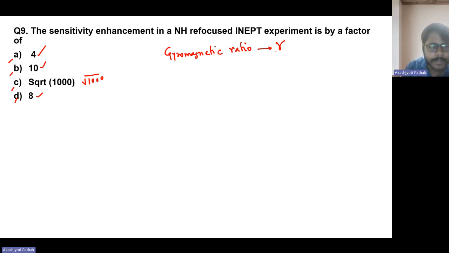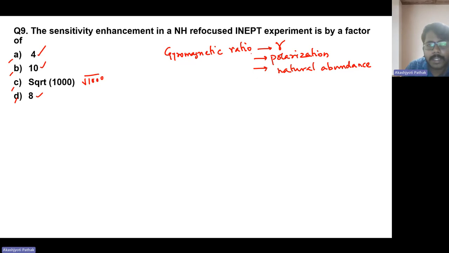This is gamma. It also depends on the polarization, the population difference, and the natural abundance of the nuclear spin in each of the spin states, that is, in the lower energy nuclear spin state and the higher nuclear spin state.